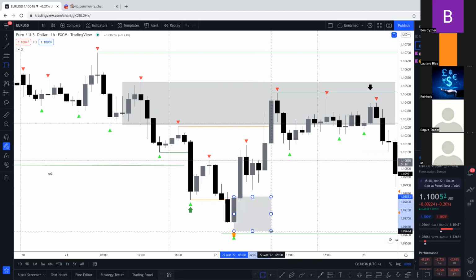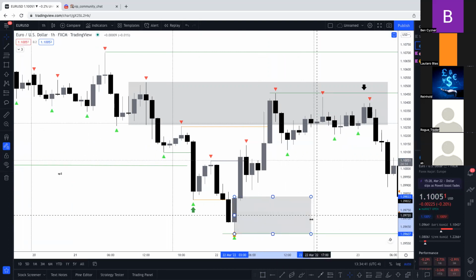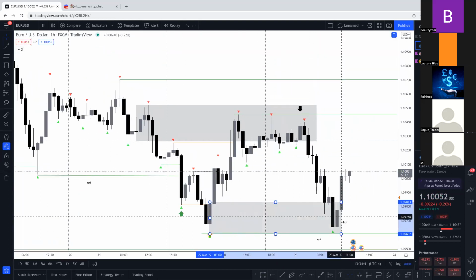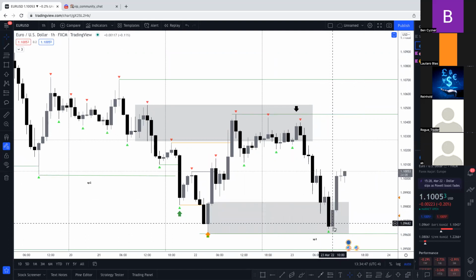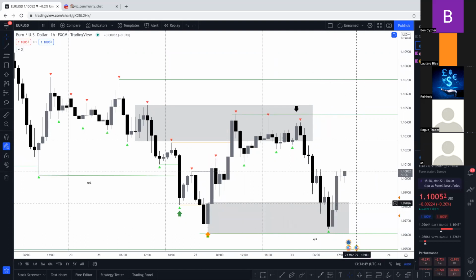Here's that 1 hour OB with an imbalance. That's why price is having a really nice reaction, as you can see right here. And there was a move in here, and I'm going to go into showing you what and why and how we could have traded it.